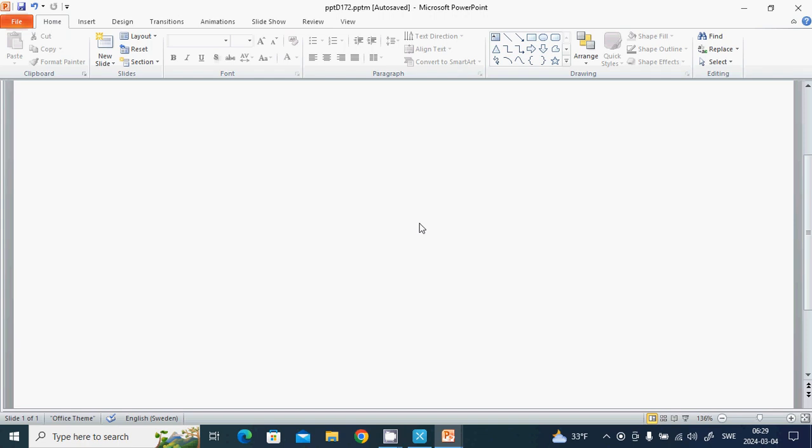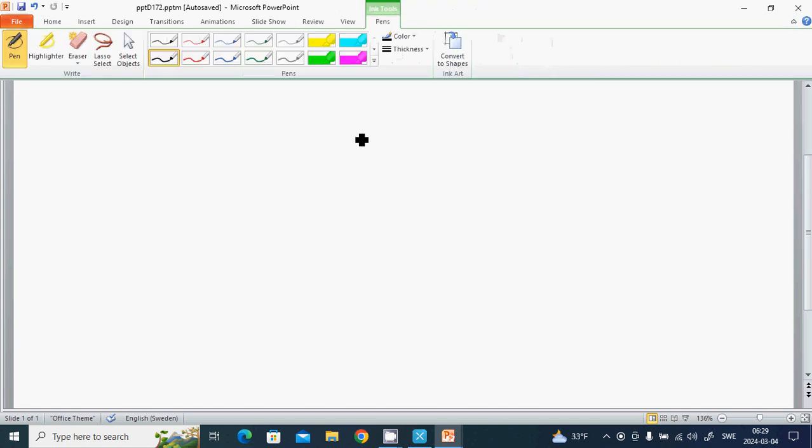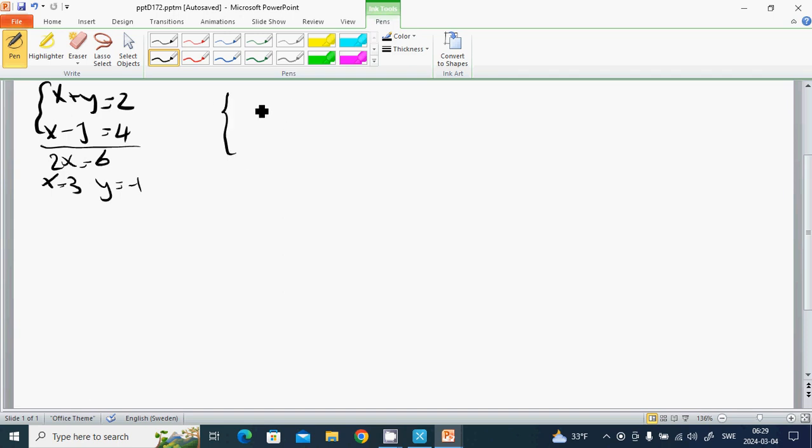For example, this equation system: x plus y equals 2 and x minus y equals 4. Then we sum: 2x is 6, then x is 3, and y is minus 1. And another is x plus y equals 2 and x plus y equals 3.